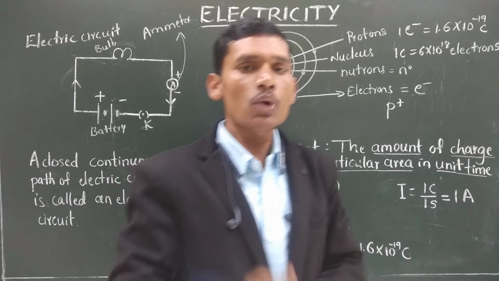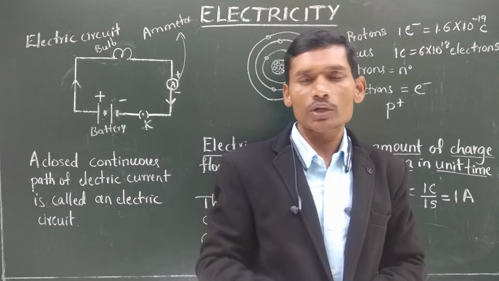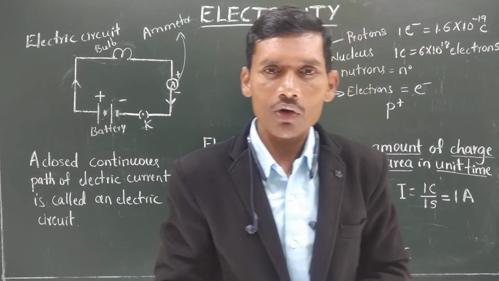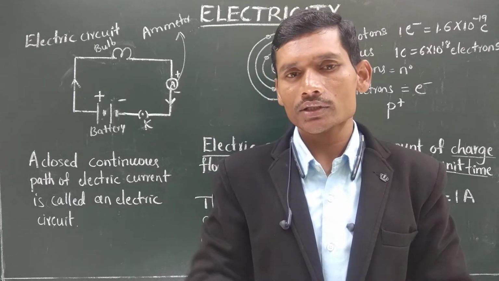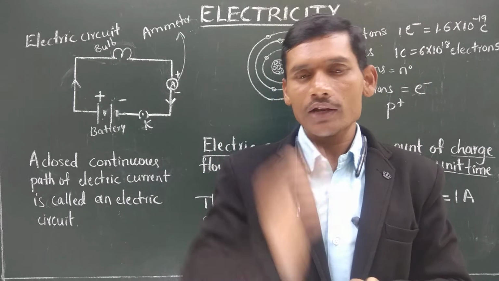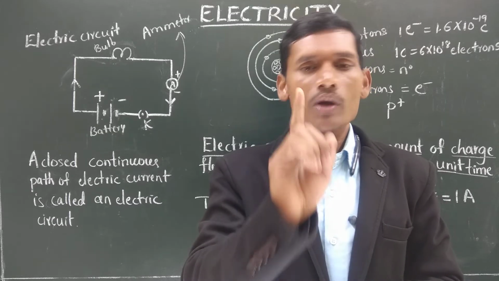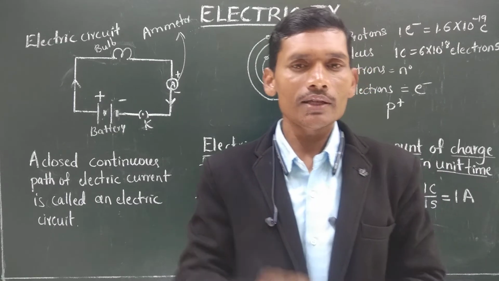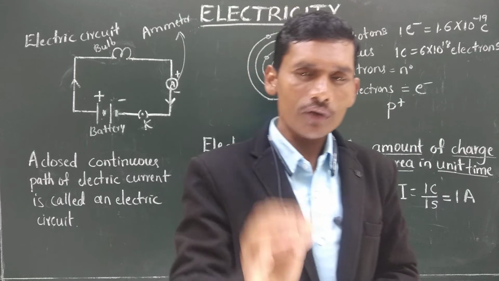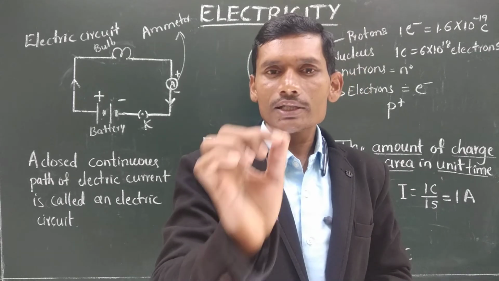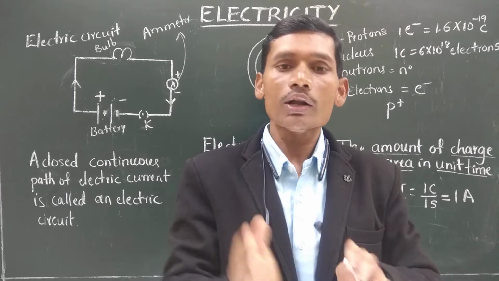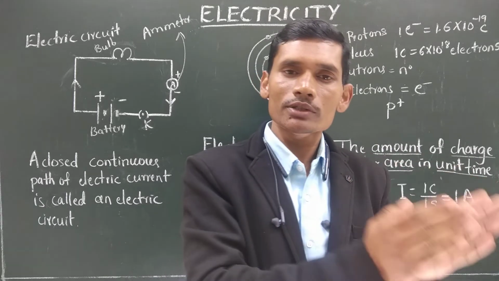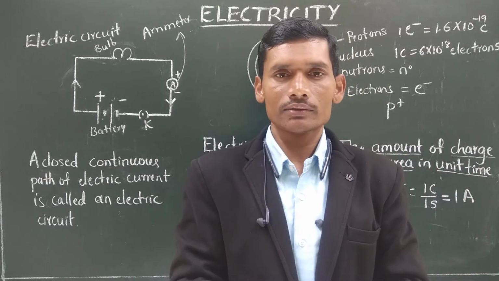So what you can say, 1 coulomb of charge is nothing but 6 into 10 to the power 18 number of electrons, each carrying 1.6 into 10 to the power minus 19 coulomb charge. When it is multiplied, what value does it give? That is equal to 1 coulomb of charge. So this is what we have learnt: what is the charge of an electron, what is 1 coulomb, and what are positive charges and negative charges, right?